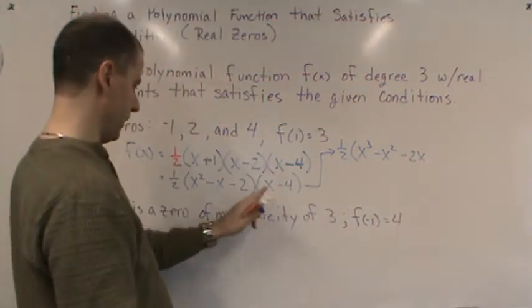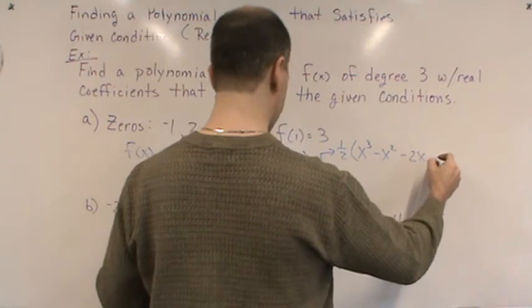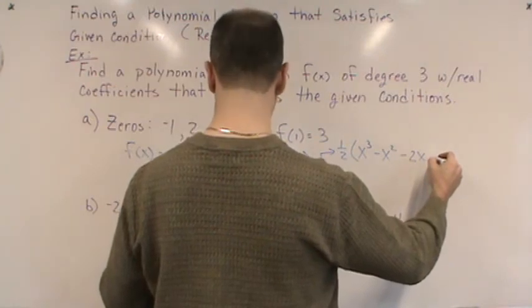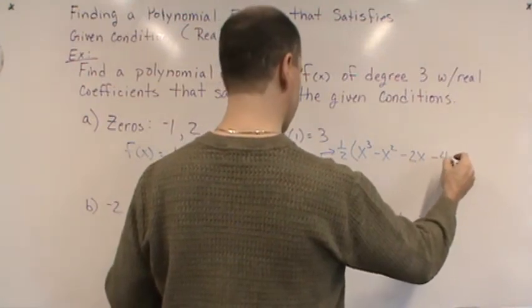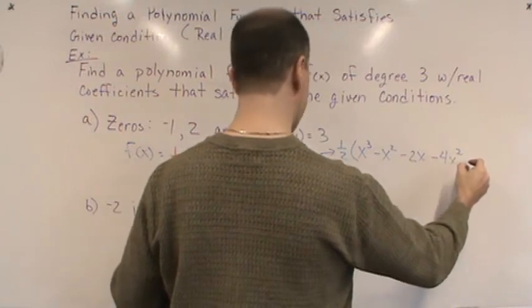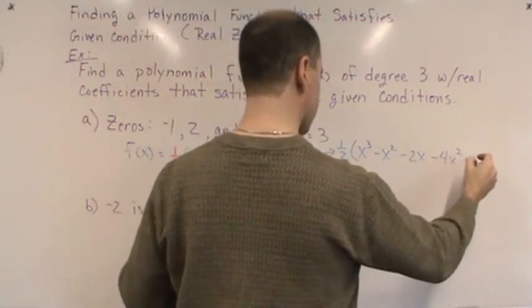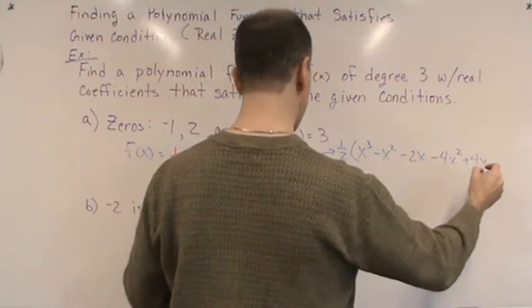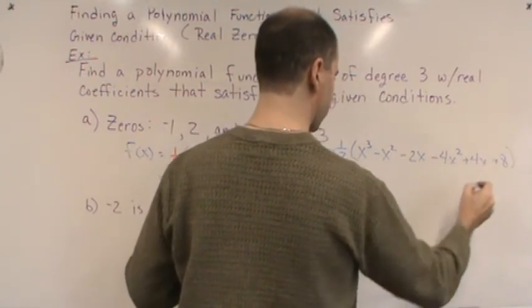Now I'm going to distribute the -4, and that's going to give us -4x squared plus 4x plus 8.